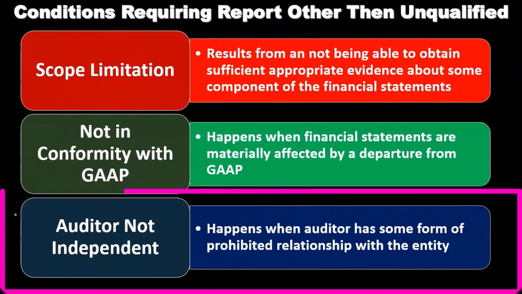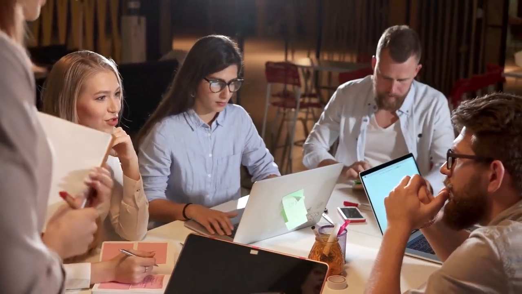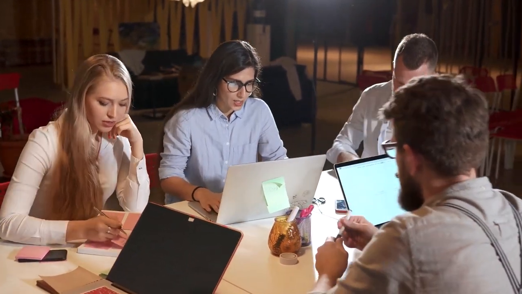Auditor not independent happens when the auditor has some form of prohibited relationship with the entity. So independence is going to be a key component when we're thinking about putting the audit together. And the auditor needs to be independent specifically in terms of the relationship of the auditor and the client. In other words, independence isn't just something that will be in the way we conduct the audit. We also want to have the appearance of independence, because remember that the audit is geared towards an independent third party.